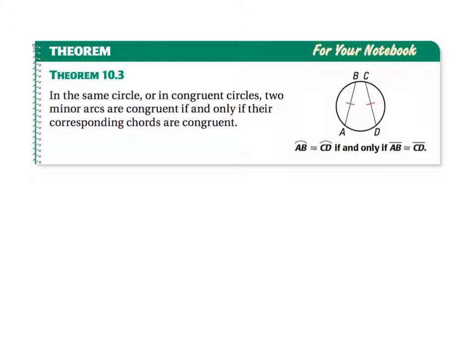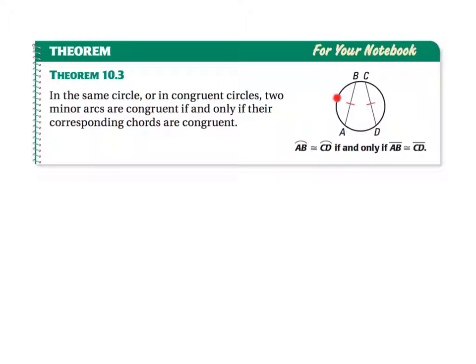Next, we have a theorem, theorem 10.3. In the same circle or in congruent circles. Remember, that just means that the radius has to be the same. Two minor arcs are congruent if and only if their corresponding chords are congruent. Since this is an if and only if statement, we can do this forwards and backwards.